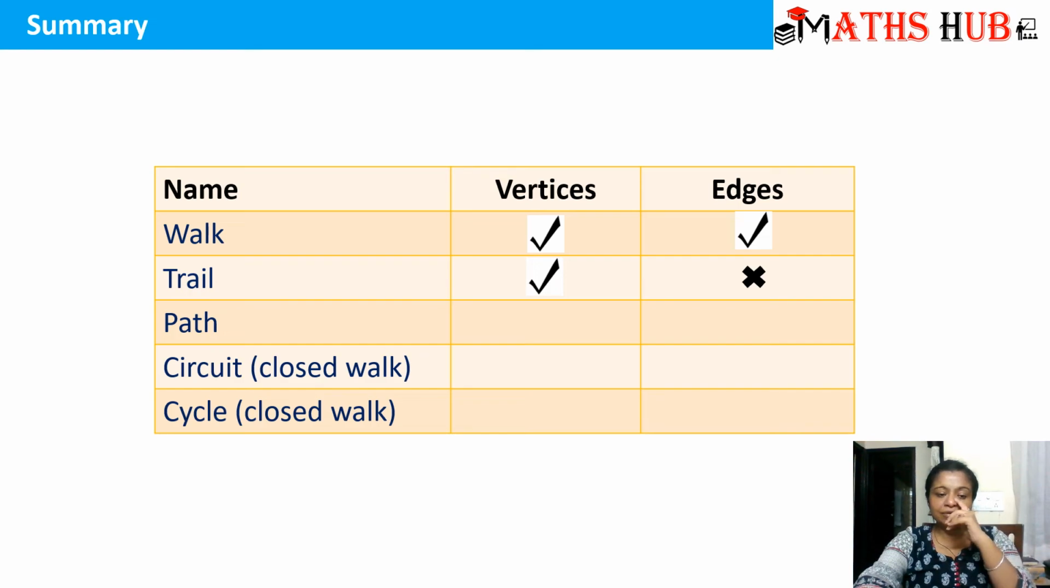Then when we talked about a path, neither the vertex nor the edges can repeat. Then circuit, it was a closed trail in fact, so vertices can repeat but not the edges. And when we talked about the cycle, here neither the vertex set nor the edge set can repeat, right? So this table summarizes all the types of walks.